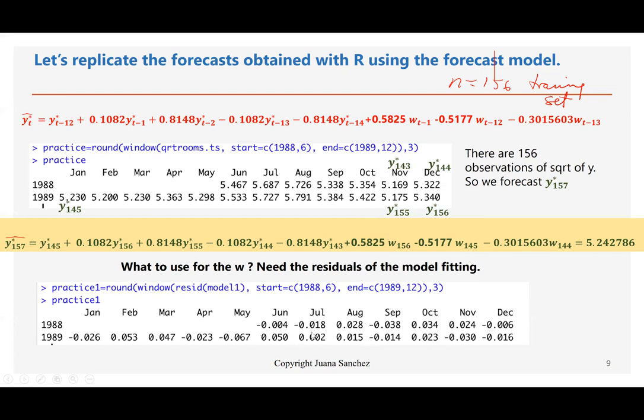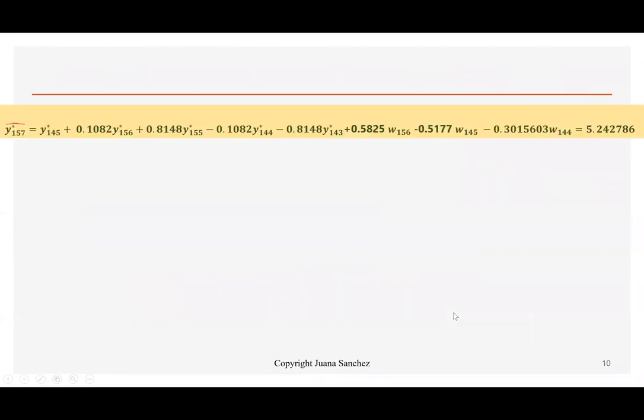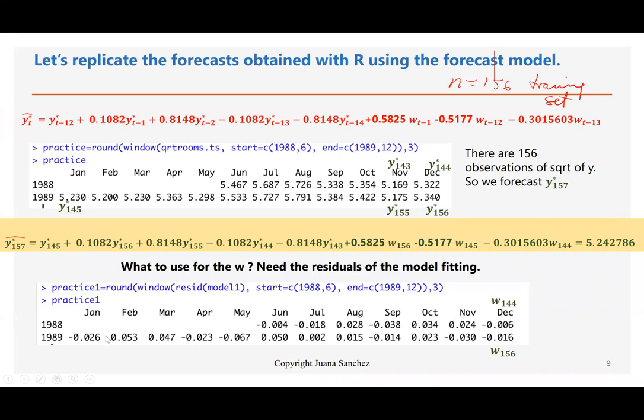So I extracted the residuals for you, and pay attention to the R code to know what we are extracting. The residuals have a time index. For W145, we put the residual for January 1989, minus 0.026. So this number for 145 goes here, then the 144 number goes here, the residual for 156 goes here. And remember that the Y143 goes here, the Y144 goes here, the Y156 goes here.